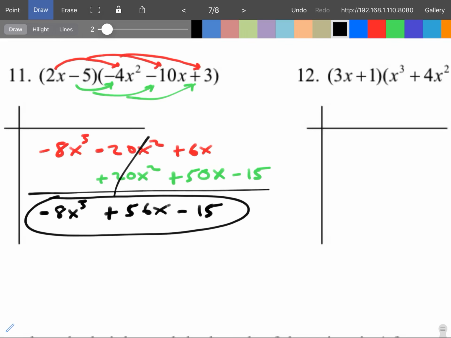And I think that'll do it. That's as much as we'll do with this section. Let me stop the recording on this one.